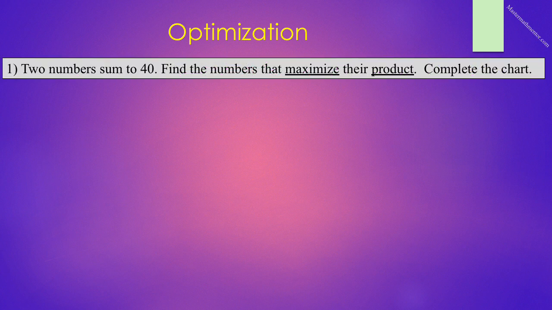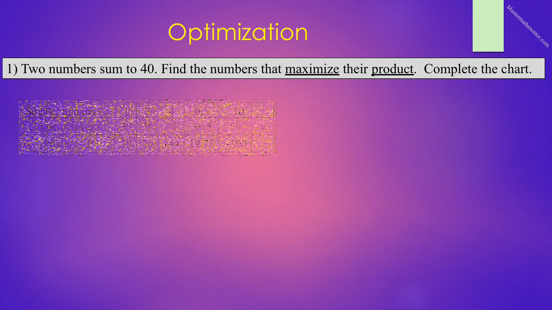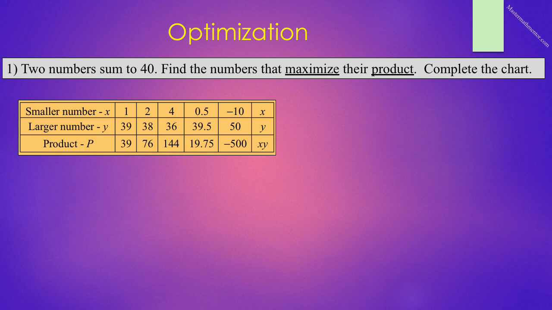Problem number 1 reads, two numbers sum to 40. Find the numbers that maximize their product. Complete the chart. The first thing we do is assign variables. I decided to call the smaller number x and the larger number y, even though we don't necessarily know that one of the numbers will be smaller than the other. The product will be called p.